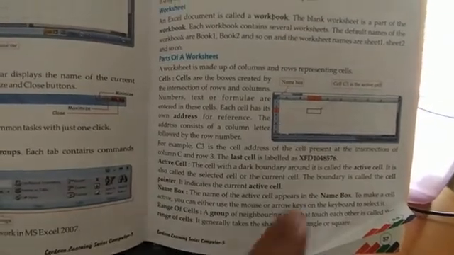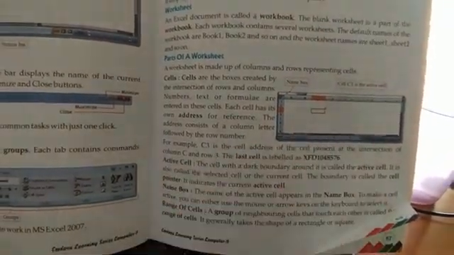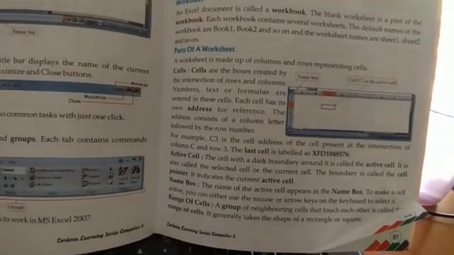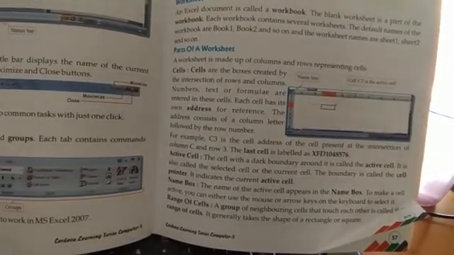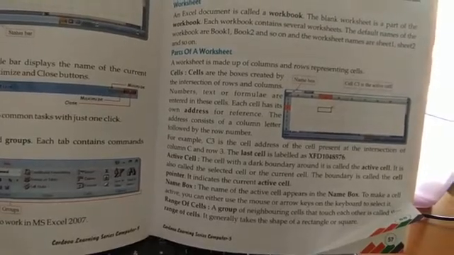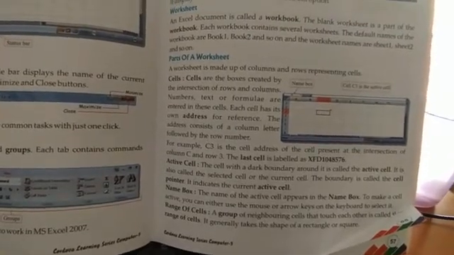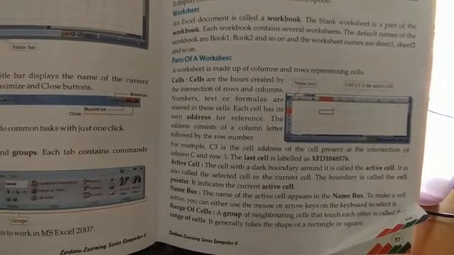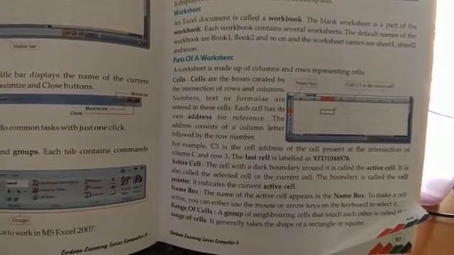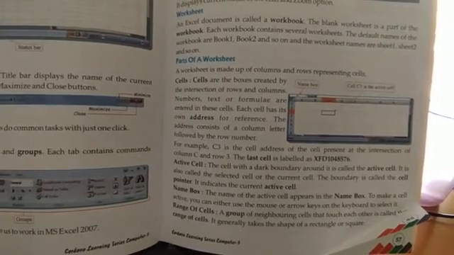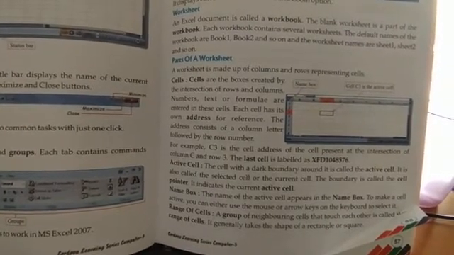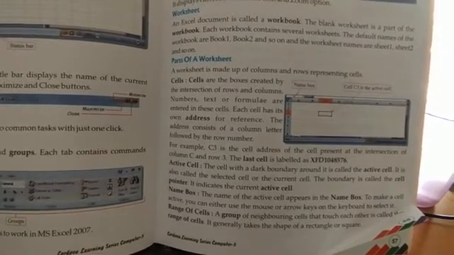You can see the dark boundary around the cell. This is the active cell. Whenever you place your mouse pointer and click on any cell, this cell will be active. Okay, and it is also called the selected cell or the current cell. Students, active cell, selected cell and current cell, these three terms are the same, and the boundary is called the cell pointer that indicates the current active cell.